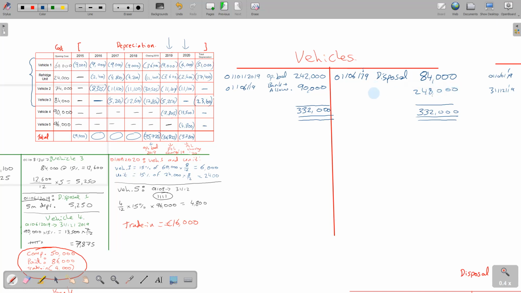So 248,000 is balance called down for the end of the year. So now we have a balance brought down of 248,000 for the 1st of the 1st, 2020. It is obviously the end of the year 2019. Okay, so that's your vehicles account. So now we basically have 2019 sorted.